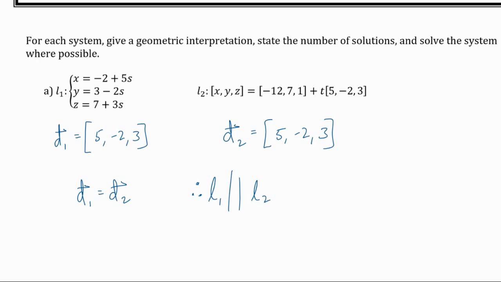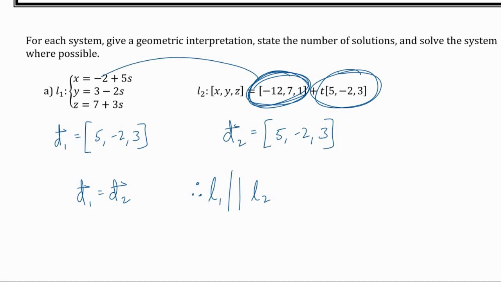Now, I think what some people might go to is, oh, they're parallel, but the point's different, so they're parallel and distinct. Hold on, that's not how this notation works. There's no unique point that defines a line. The position vector to any point on a line will define that line. So if I started at the point that the position vector goes to, and I traveled along the direction vector however many times I want, and eventually got to the other point, then it would be the same line, right?